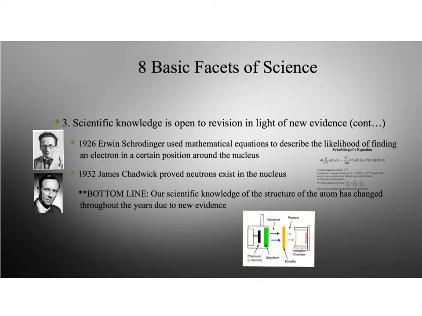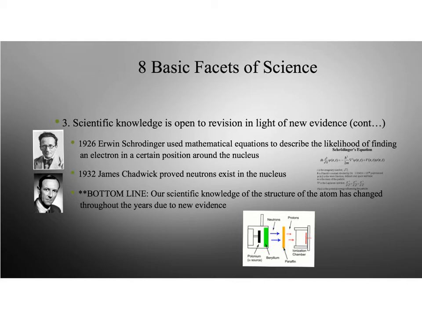And so there's two more guys we want to talk about with this atomic theory. Erwin Schrödinger in 1926 and James Chadwick in 1932. These guys really completed the picture of atomic structure and how atoms work in making up matter. And so in the 1920s, Erwin Schrödinger, an Austrian physicist, actually came up with mathematical equations to describe the likelihood of finding an electron in a certain position around the nucleus.